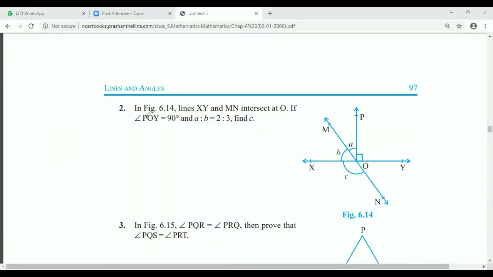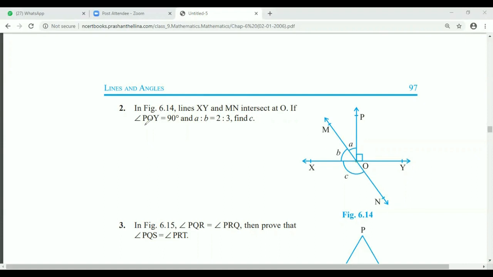Now let's discuss the second question. In figure 6.14, lines XY and MN intersect at O. If angle POY is equal to 90 degrees and A:B is equal to 2:3, find C. Just refer to the figure, which is also given, the 14th figure of the 6th chapter. So this is given as an intersection of two line segments, XY and MN. The line segments are mentioned in this question to identify the vertically opposite pairs of angles. That is one of the purposes of mentioning the names of the lines. These two intersect at the point O, the common point of both line segments.